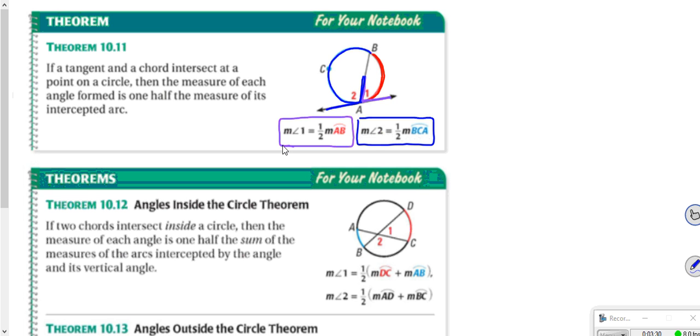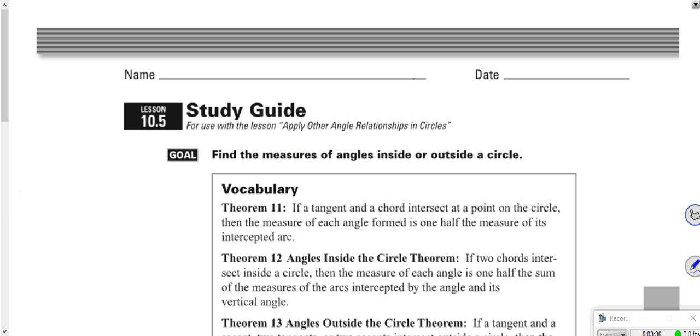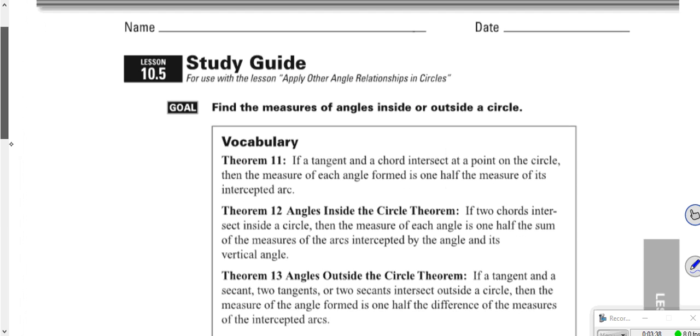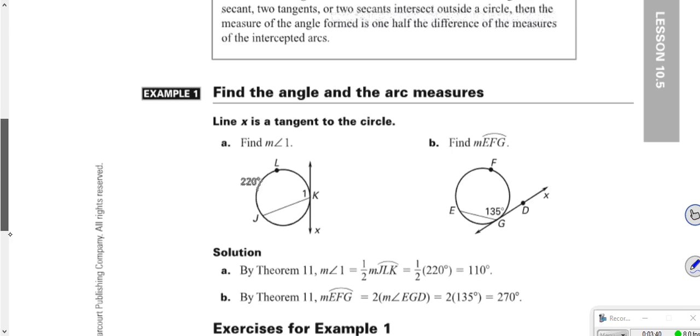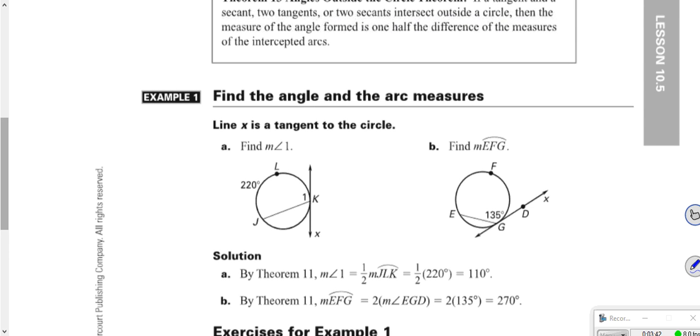That's why I chose to look at that. So now I want to go back. I'm just going to look at Theorem 11 for right now. Let's go back and do some example problems. Then we'll come back to Theorems 12 and 13. So look at these examples first of all.